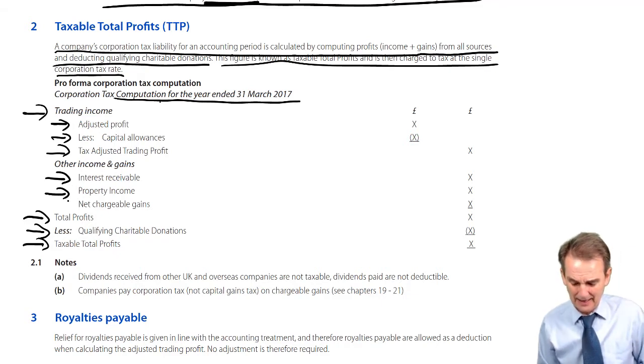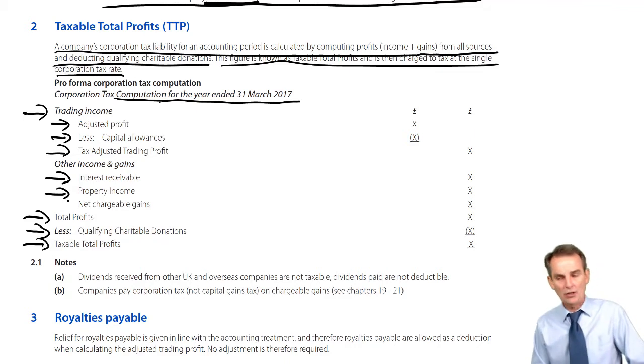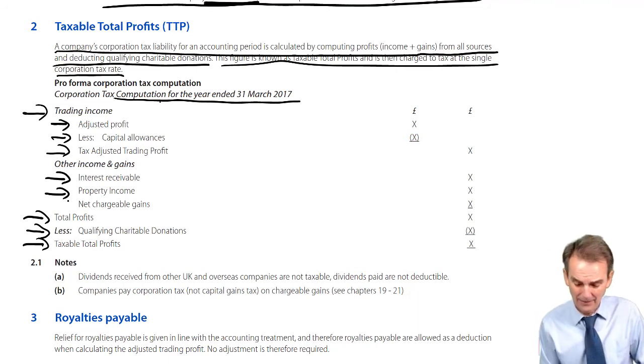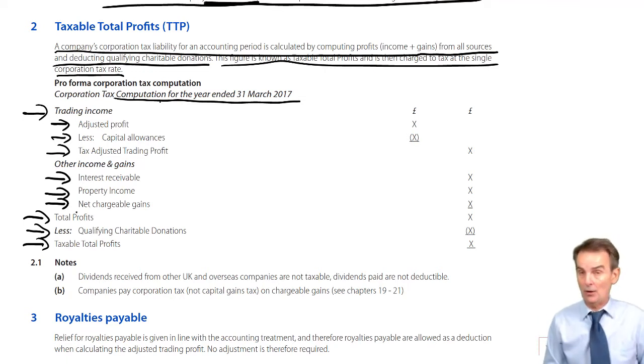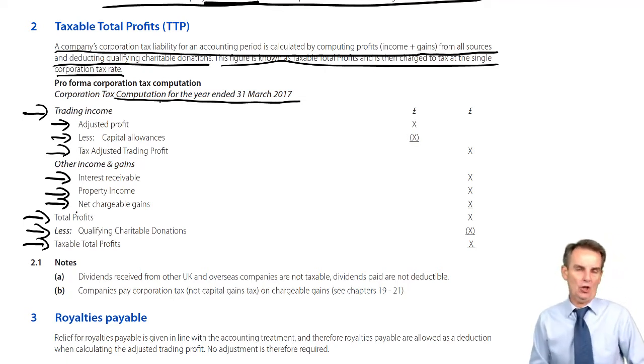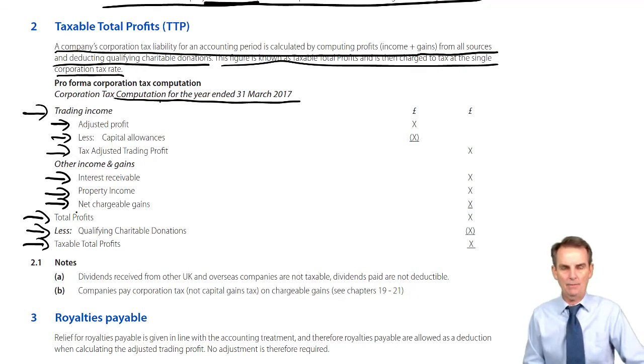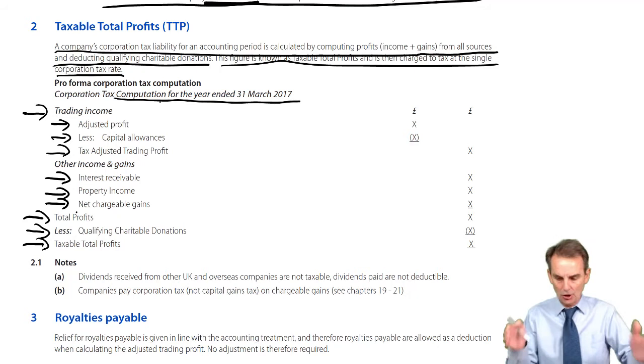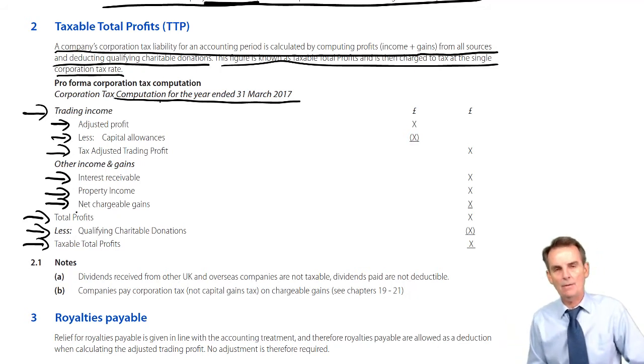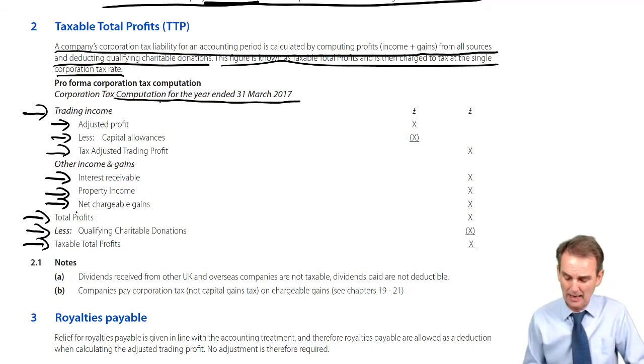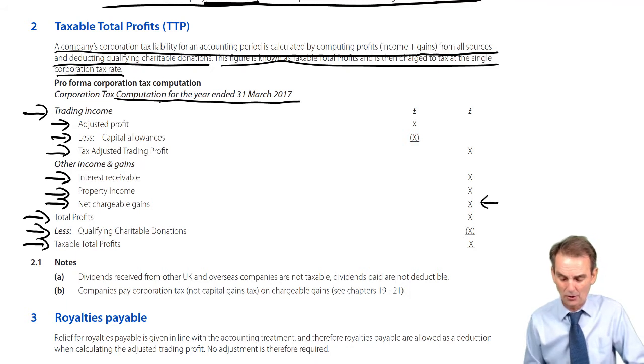Our property income, again on an accruals basis. Rental income accrued, less allowable expenses incurred. Something there that you were familiar with in income tax, indeed, where the same system applied, only there for the tax year. Here, it's for the chargeable accounting period. We will also need to record, if there's been more than one disposal, the net chargeable gains of the accounting period. So looking at the date of disposal of assets during the accounting period, we would establish any chargeable gains, any allowable losses, and the net chargeable gains would be included here on our computation.